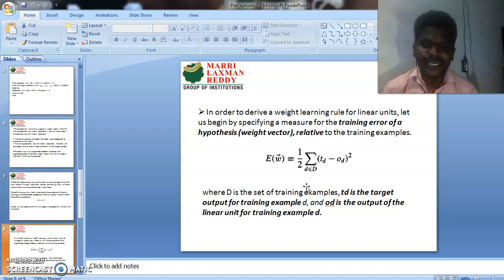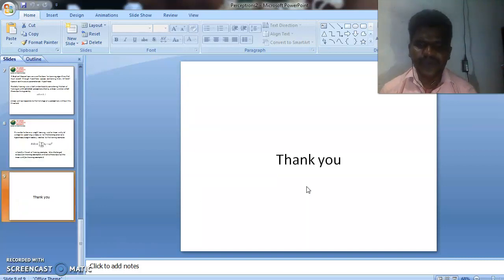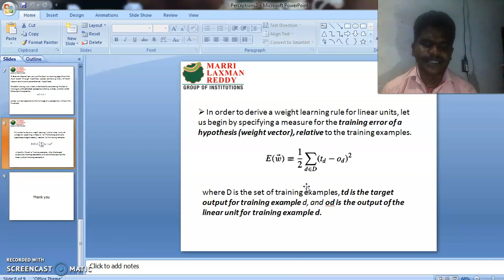Here capital D is the set of training examples, and small d is the current training example. Here t_d is the target output of the training example, and o_d is the output of the linear unit for the training example. Okay, these are the two rules for updating the weight values and finding the error.